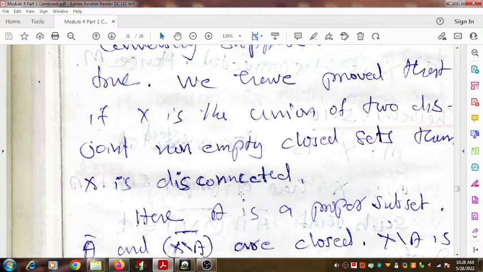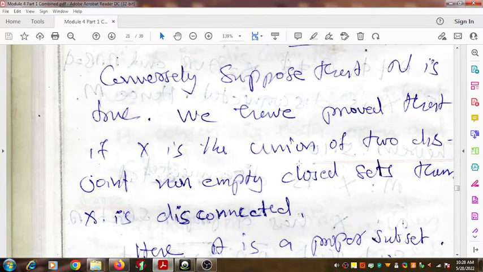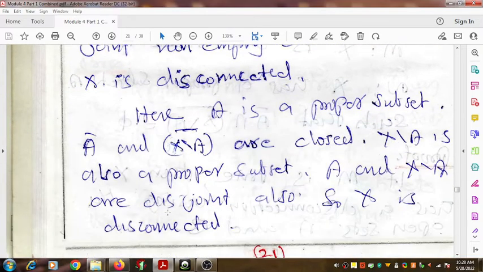Using this part, we know that if X is the union of two disjoint non-empty closed sets, then X is disconnected. Here the sets closure of A and closure of X minus A are closed sets, and we also know that A union X minus A equals X. So if you take the union of their closures, closure of A union closure of X minus A, that will also be equal to X.